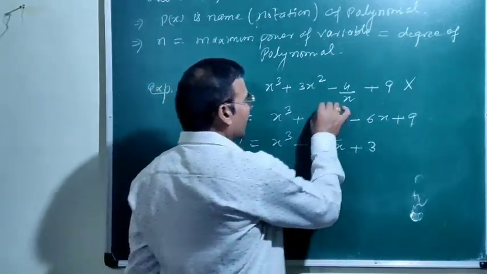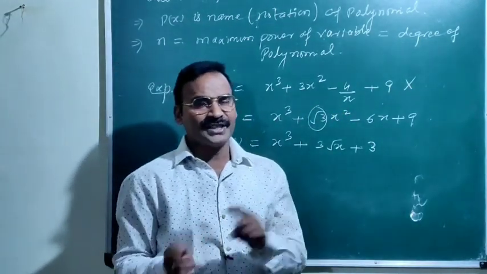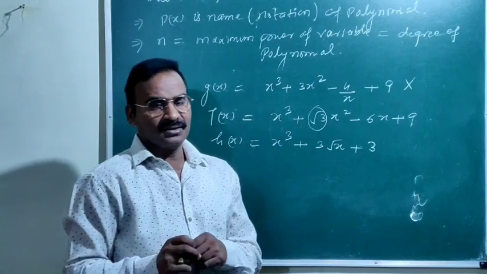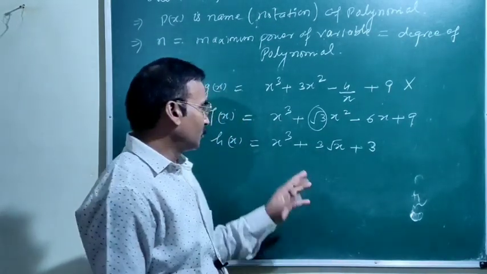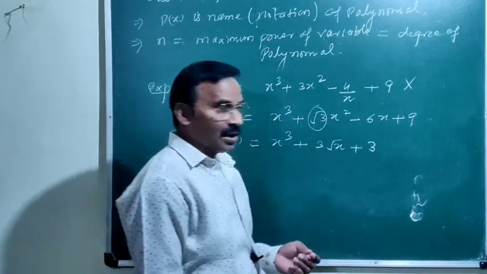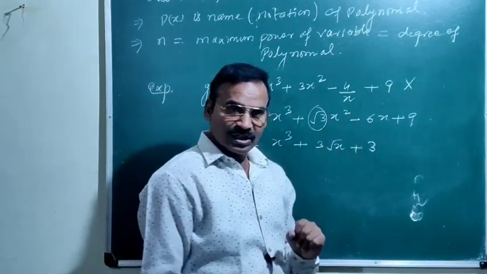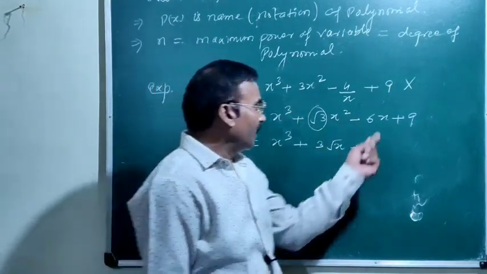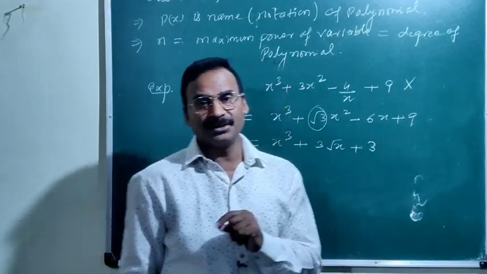Here root 3 is a real number. The constant must be a real number to be a polynomial. So root 3 is a real number, so it is valid. Okay, the power of the variable: x to the power 3 is a positive integer, x to the power 2 is a positive integer, x to the power 1 is a positive integer, and x to the power 0 is a positive integer.